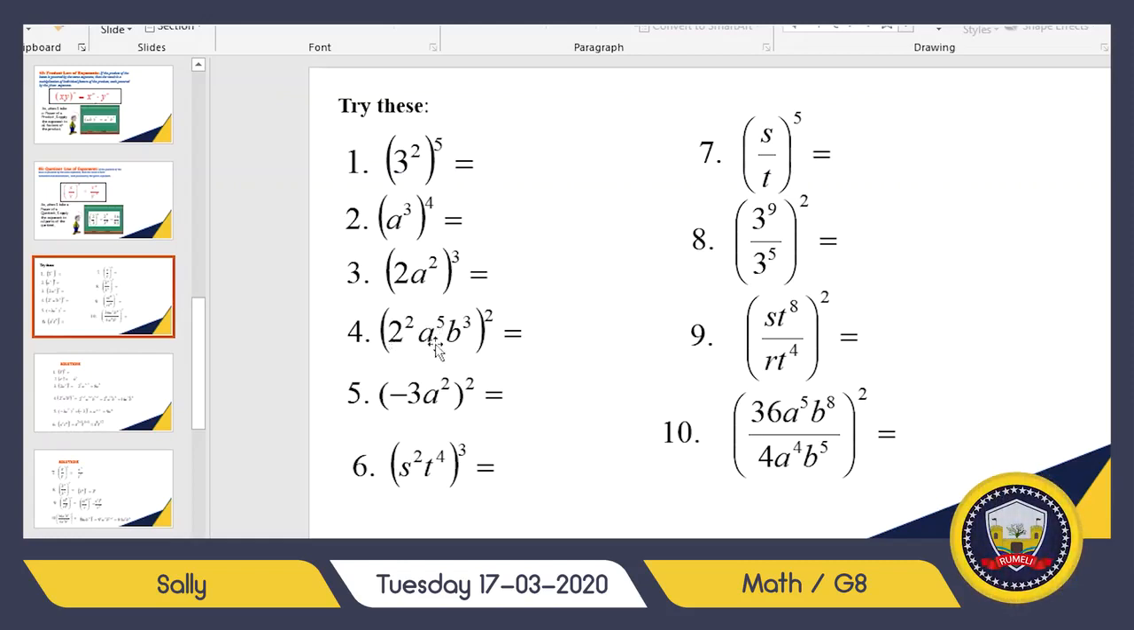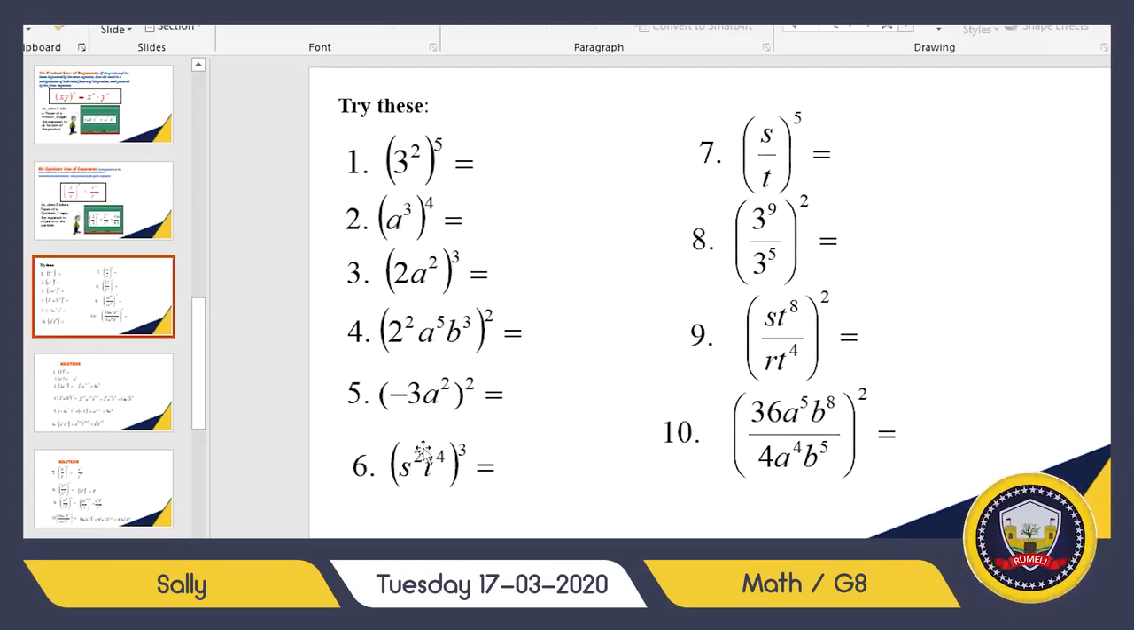Here it's a little bigger. 2 to the power of 2, a to the power of 5, b to the power of 3, all to the power of 2. So I will just distribute this power over all the powers inside the bracket. So it means 2 to the power of 2 times 2 means 2 to the power of 4, a to the power of 10, b to the power of 6. Here negative 3 to the power of 1, so negative 3 to the power of 2, because 1 times 2 is 2, and a to the power of 2 times 2 will be a to the power of 4.